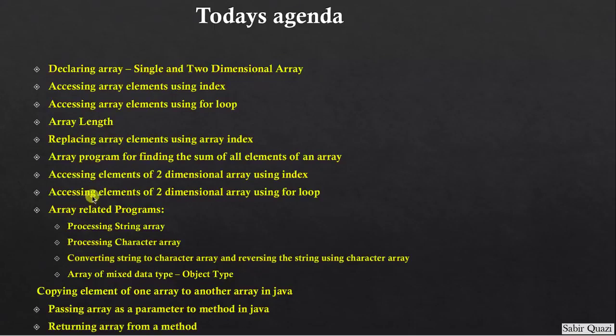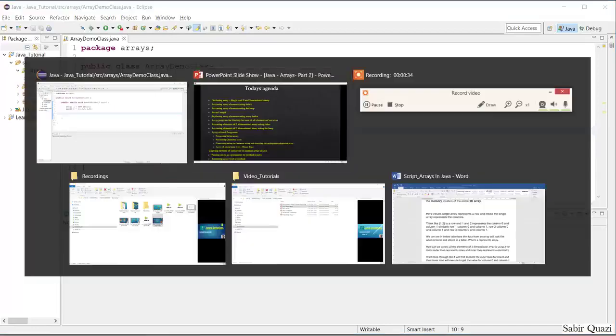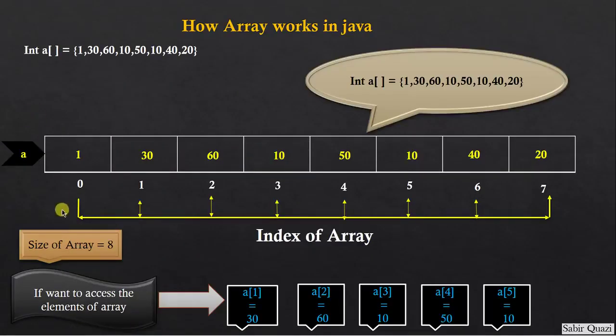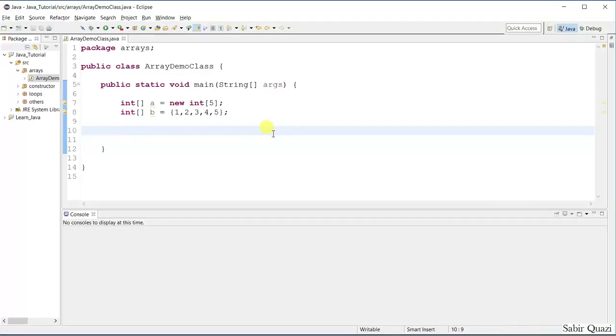Once we go to accessing elements of a two-dimensional array, then we'll see how to declare the two-dimensional array. For the time being, just concentrate on a single dimensional array. Now let's see accessing the array elements with their index. I have already explained that every element has an index, so we can access the values of these elements by using the index.